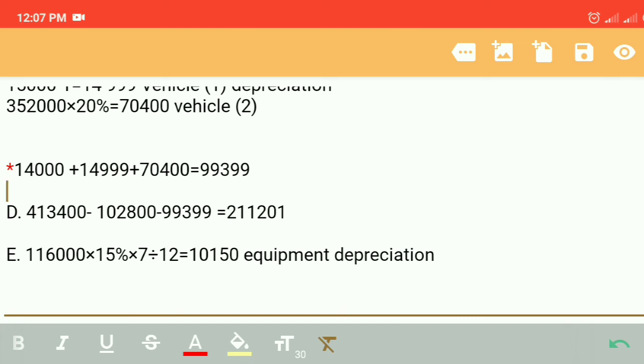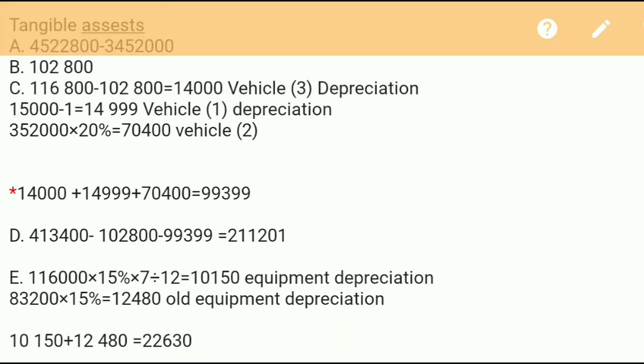So we are not done. We are still at E. Now let's focus. We have done calculating the new equipment, which was the first one. Now we are going to the old equipment depreciation. The new equipment, we have done it. The answer was 10,150, the one I calculated first.